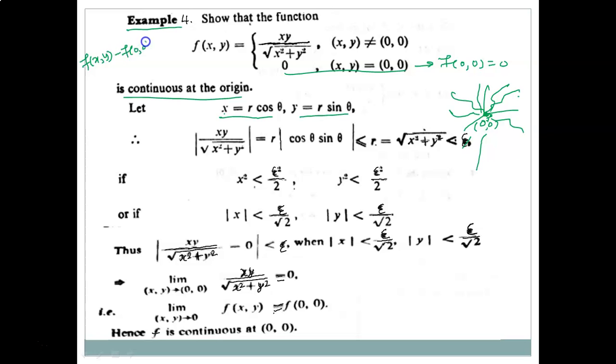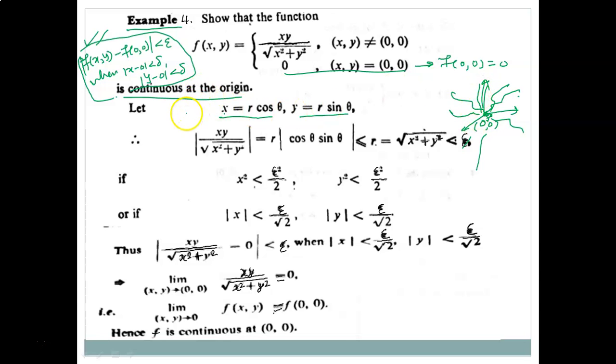That value of f of x, y, its modulus, must be less than epsilon, for some arbitrarily small real number, whenever |x − 0| < delta and |y − 0| < delta. If this kind of situation happens in general, then you can immediately say that the function is continuous. No need to check all these paths as shown here. Once you establish this in general, then you don't need to check all these curves.